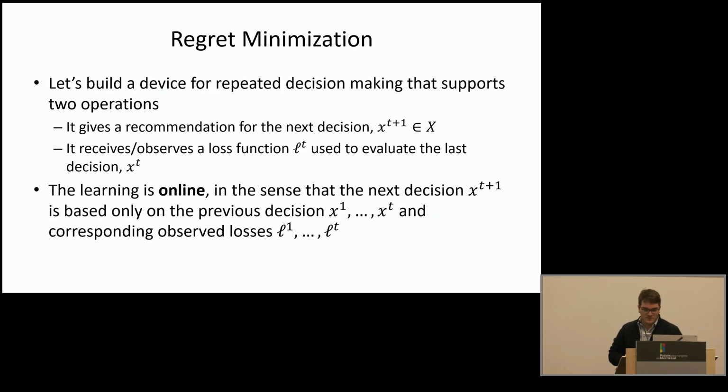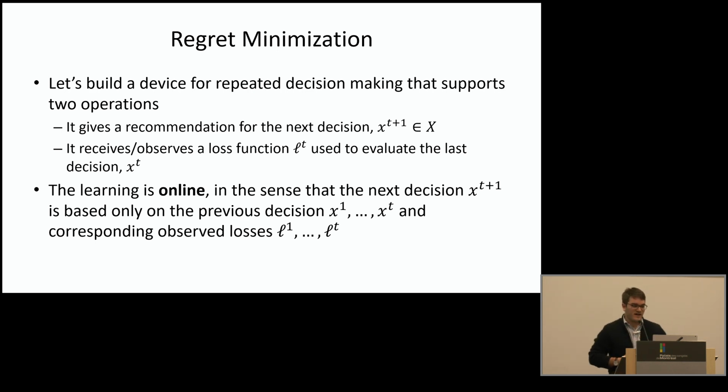The other tool that we will be often using is regret minimization. We've already talked about this multiple times in this workshop, but just as a refresher, the idea of a regret minimizer is that it's a device that is built for supporting repeated decision making, and two operations are supported by this device.